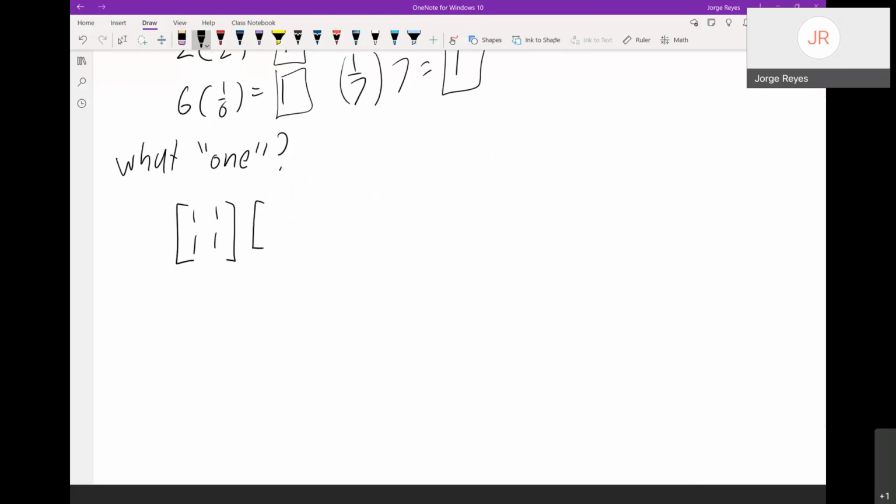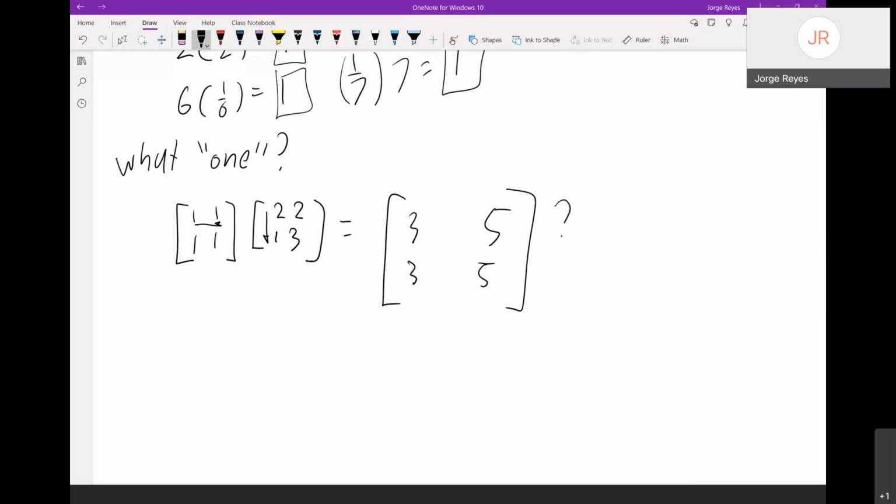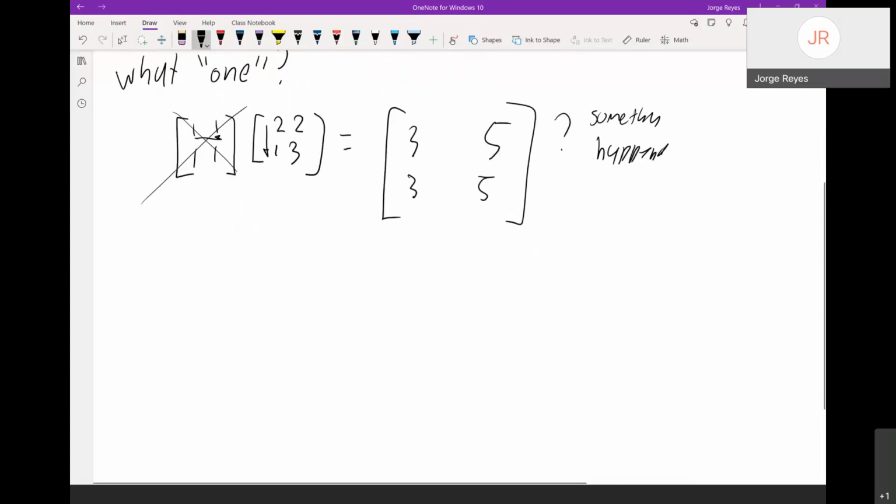But if you look at this, I'm going to multiply these two matrices. So you're going to get 2 plus 1 is 3. You're going to get 5. You are going to get 3 again, and you're going to get 5. So you see, this is not the multiplicative identity. Something happened. So it's not this. You need to figure out what it is, and I will tell you.